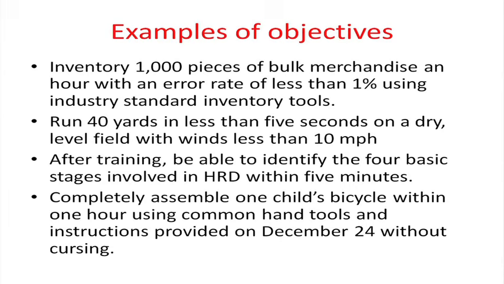Or if you are going to assemble a chair or cycle, so completely assemble one child bike within 1 hour using common hand tools, that is the standard condition under which you are going to do it, provided on December 24 without cursing. Okay. So, you are going to specify everything in the criteria and objectives. Now, we have discussed enough about how to set objectives, because if objectives are set properly, you will be in a better position to move further, right.